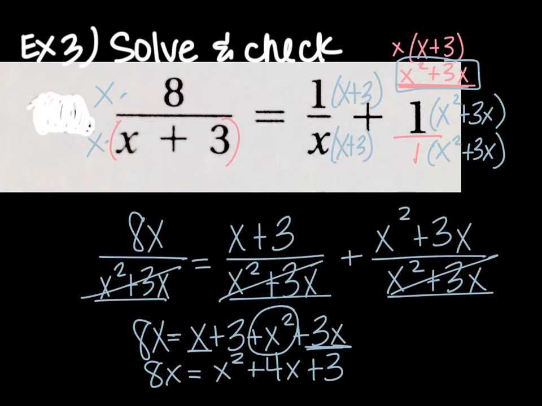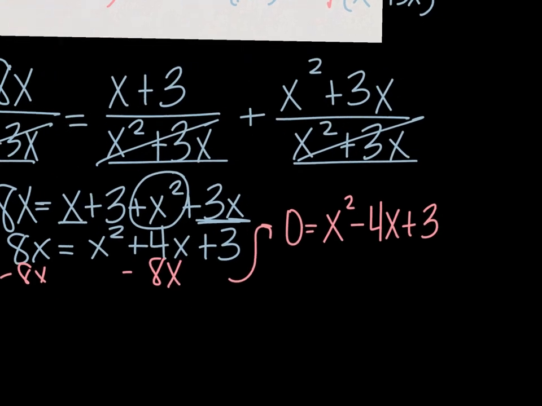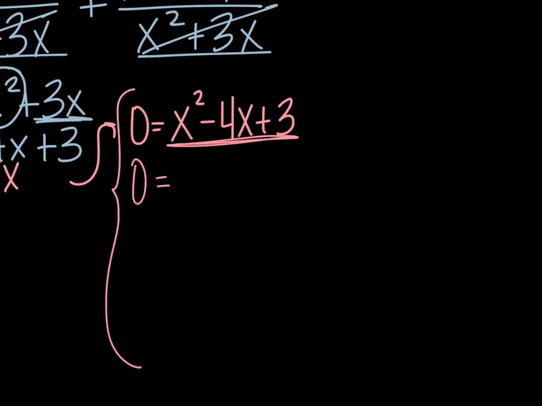Gotta set it equal to 0. So I get 0 equals x squared minus 4x plus 3. So what you're going to do, once you get to that step, is factor this to solve it.